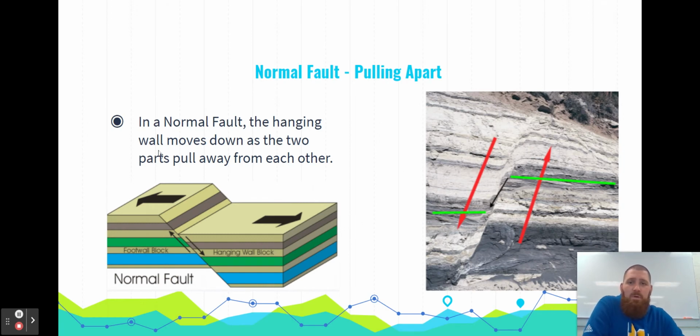Now, a normal fault is when we have two plates that are pulling apart. The hanging wall slides down, the footwall block may slide up a little bit. It's likely just staying right where it is as these two plates pull apart.